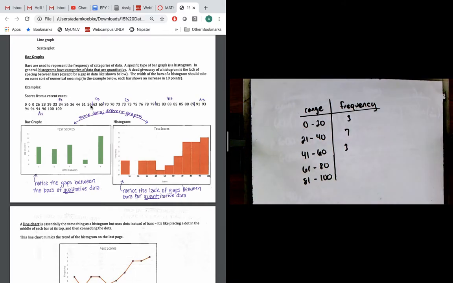How many between 61 and 80? 1, 2, 3, 4, 5, 6, 7, 8, 9, 10, 11. And then lastly, how many between 81 and 100? 1, 2, 3, 4, 5, 6, 7, 8, 9, 10, 11, 12, 13, 14, 15.